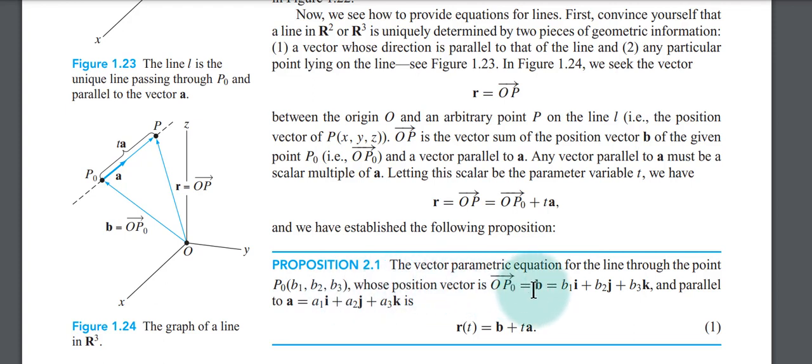So that's B. And so let me read it again. The vector parametric equation for the line through the point P, what point P? P0, B1, comma B2, comma B3, so it has to have some coordinates, so we're just saying that those are the coordinates, whose position vector is OP is B, and can be written this way as well, and parallel to A. Remember, we want it to be parallel to A, is this.